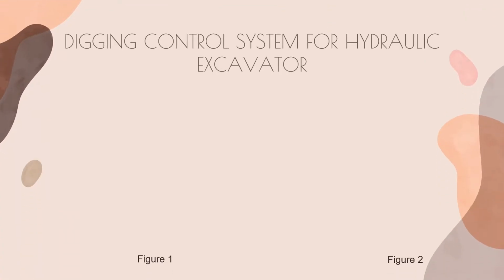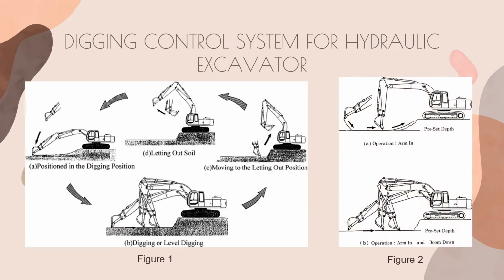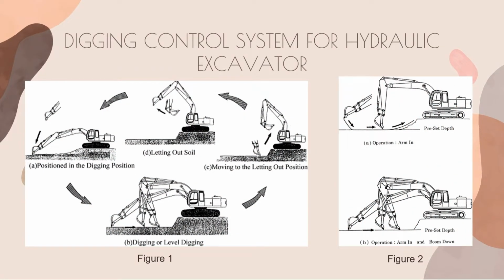There are two figures that show the detailed digging control system for a hydraulic excavator. Now look at figure 1. The hoe is at the digging position, ready to dig the soil. Then it moves to the level digging, where the bucket digs the soil. After that, the hoe moves to the letting out position. Lastly, the bucket lets out the soil. The operation in figure 2 is the same as figure 1. For your information, the other name of stick is arm. To make sure we understand more about the operation, now we will play a video.